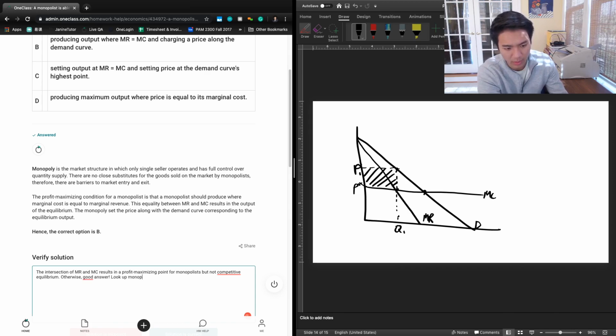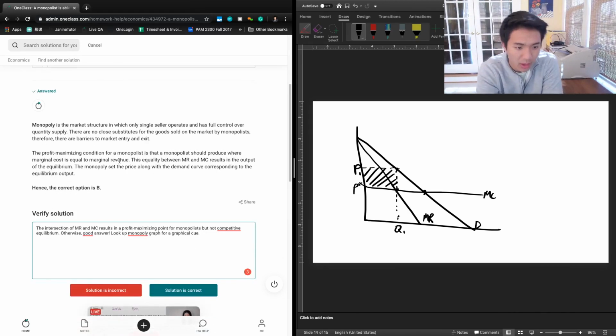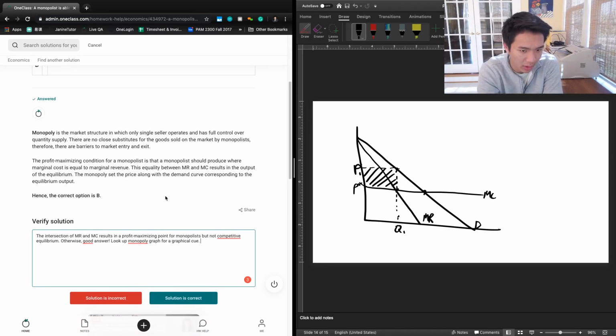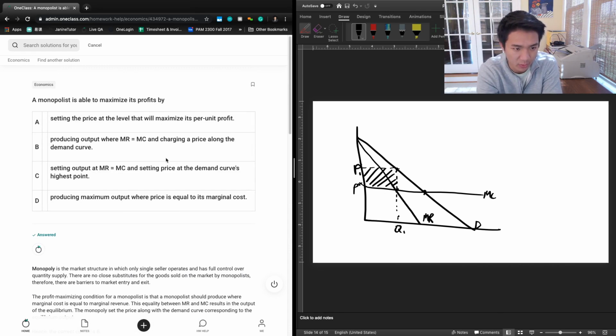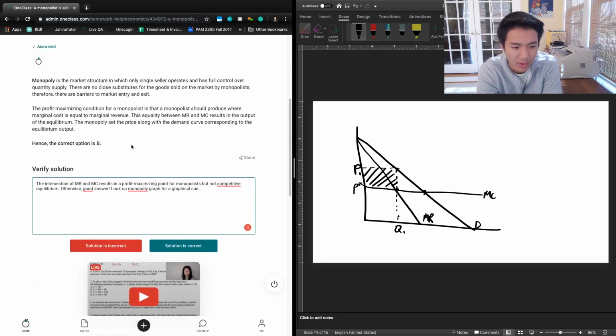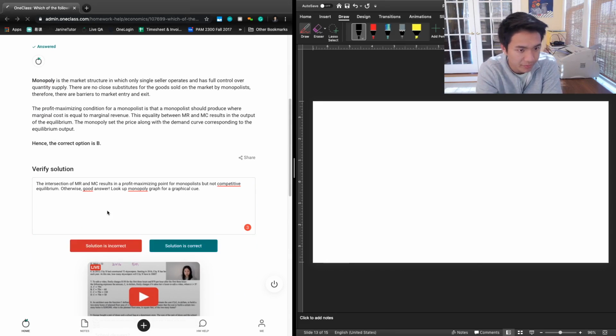Look up monopoly graph for a graphical cue. Yeah, so I think this is a pretty good answer on everything else considered. The best way to think about these types of questions is to simply think about the graph and think about what's going on there. If we know this graph is what's going on for monopolies, then it's pretty easy to pick between these points for which of these points is the profit maximizing point. So we'll mark that correct, and we can move on to the next question.